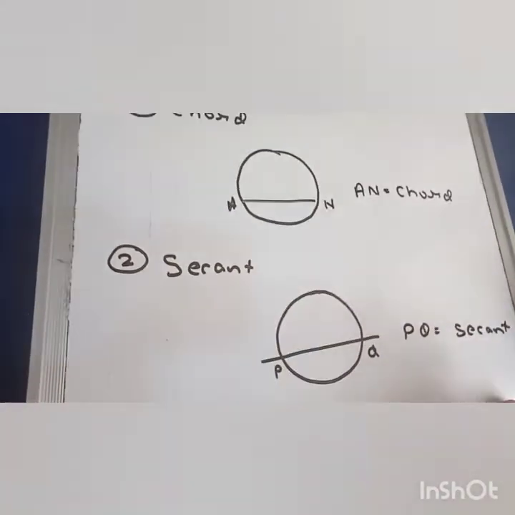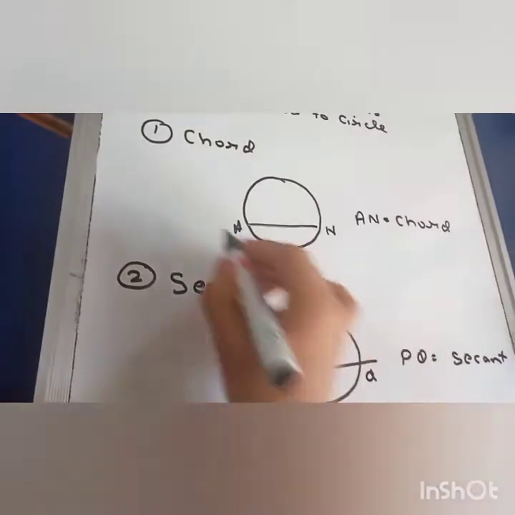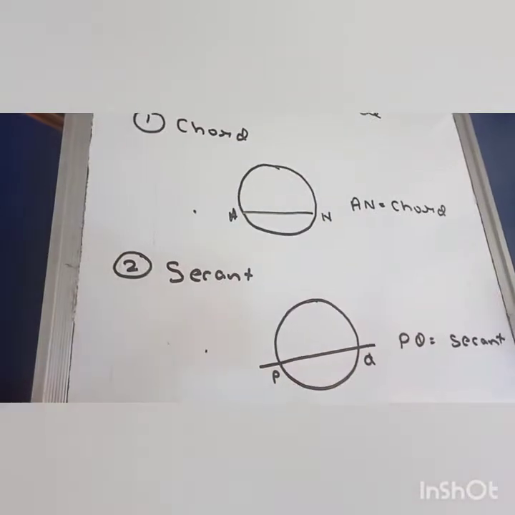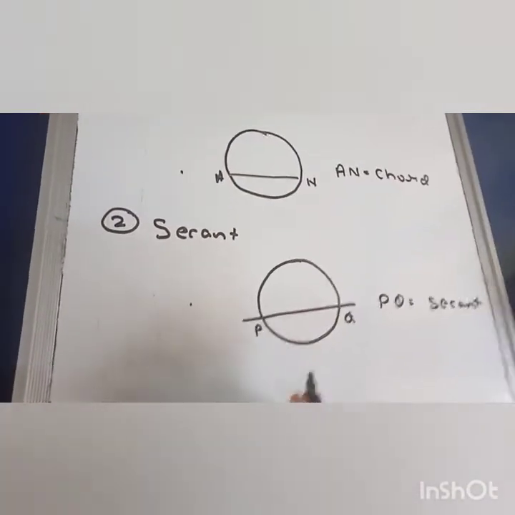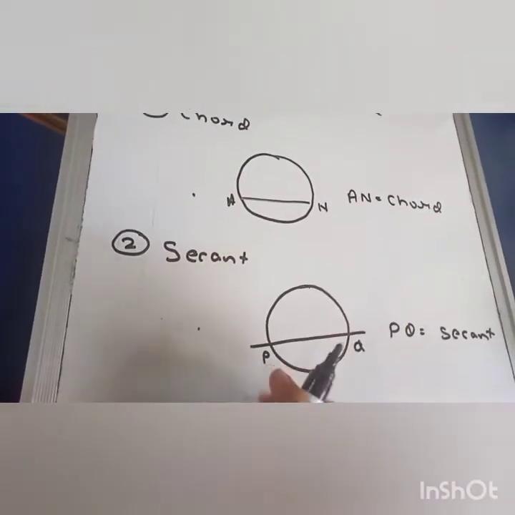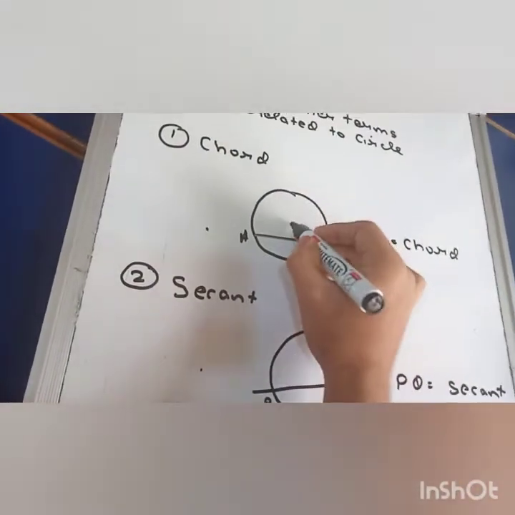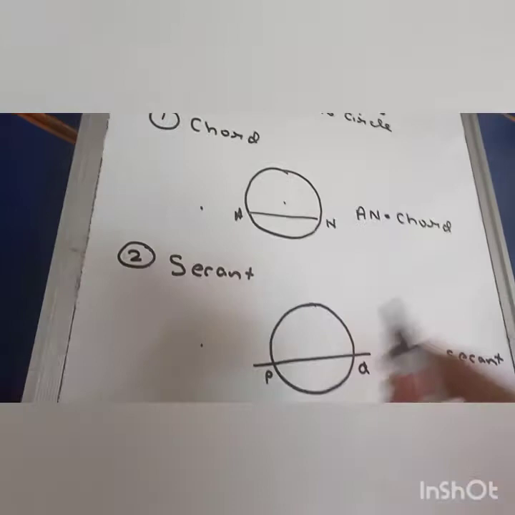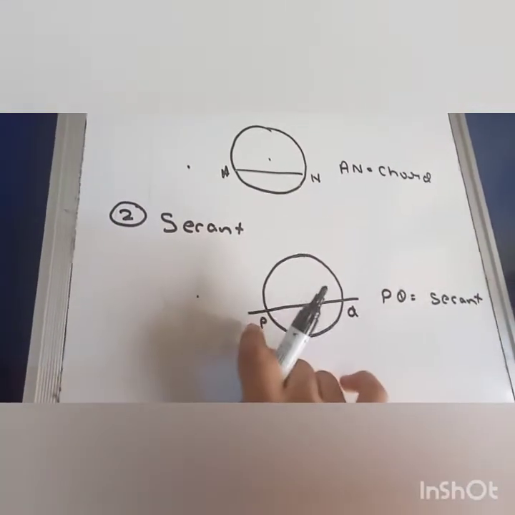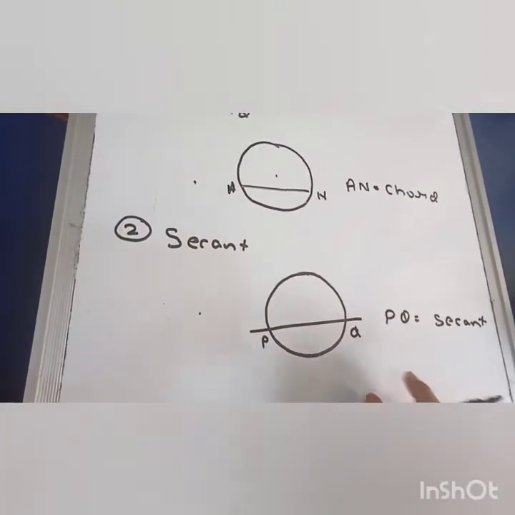Some students have confusion in the difference between chord and secant. So you can easily see by this diagram that in a circle, this line that is inside is called chord, and the line that's coming outside the circle is known as a secant.